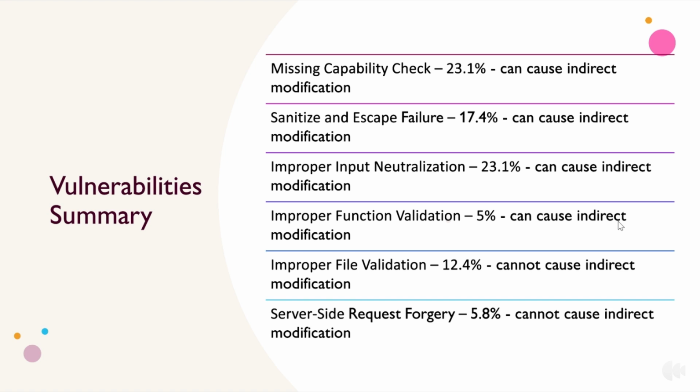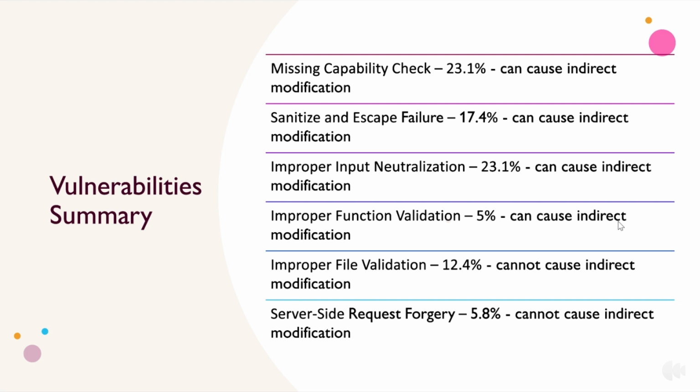And it basically involves improper security checks on input to make sure that it follows guidelines and it follows the structure of the code. And this method can absolutely cause indirect modification because if this vulnerability is present, security checks are not being done on input.